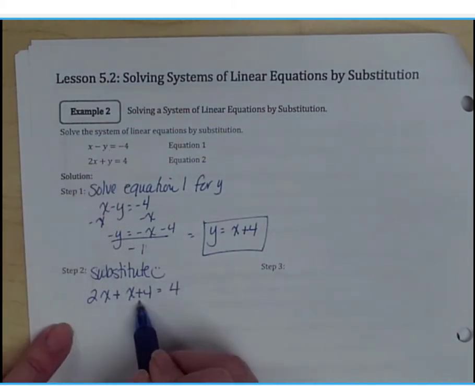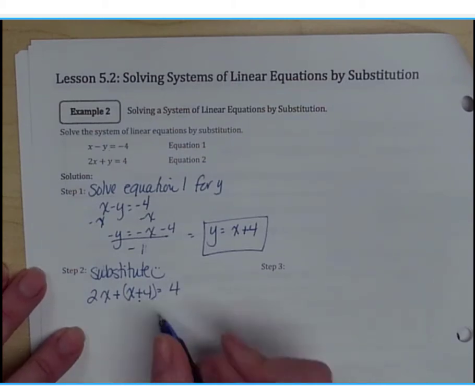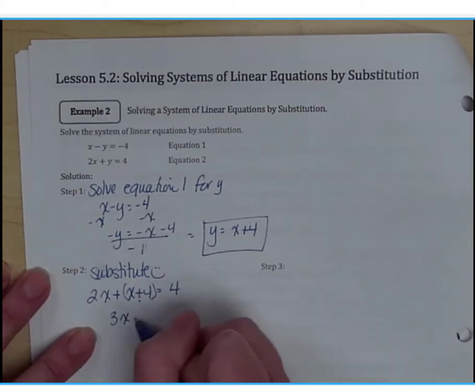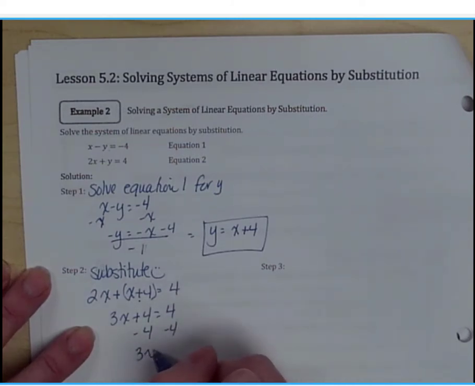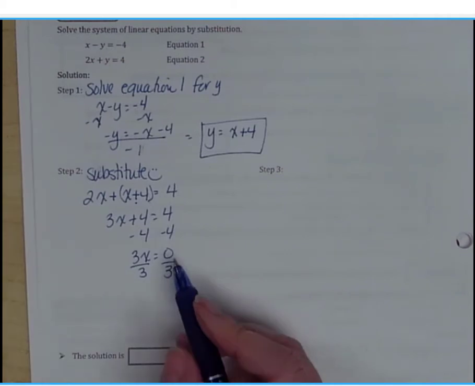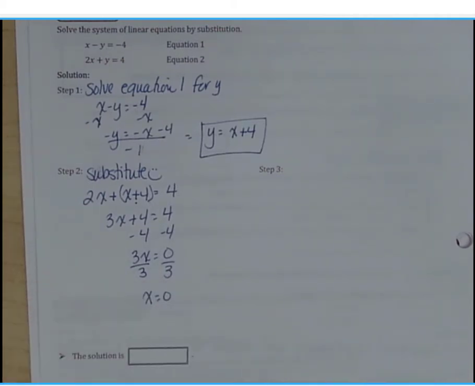This right here was my y value. Make it a little bit easier to see. Now I'm going to combine my like terms, so I've got 3x plus 4 equals 4. Subtract 4 from both sides. 3x equals 0. Divide by 3. Now this is where I get a lot of people that'll say, hey, no solution. Not true. 0 divided by 3 is 0.